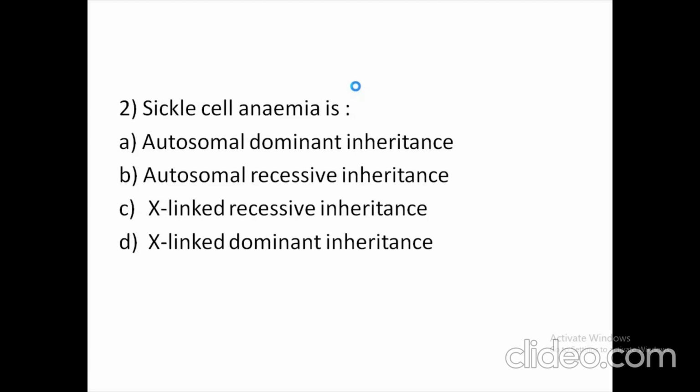Sickle cell anemia, phenylketonuria, thalassemia, all these are autosomal recessive disorders. An example for autosomal dominant inheritance, which we already studied, is myotonic dystrophy. For X-linked recessive inheritance, examples are thalassemia and color blindness. For X-linked dominant inheritance, the example is Rett's syndrome.